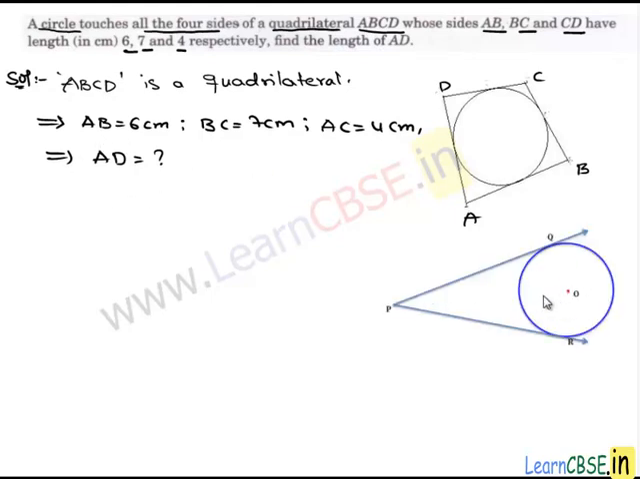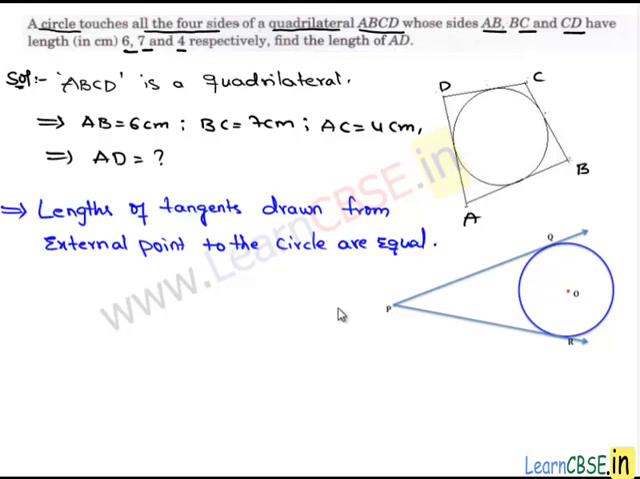Here we have a circle, and to this circle a pair of tangents are drawn from the external point P, and we know that the lengths of the tangents drawn from an external point to a circle are equal. So the length of the tangent PR is equal to PQ. Here we use this property to get the unknown side AD.